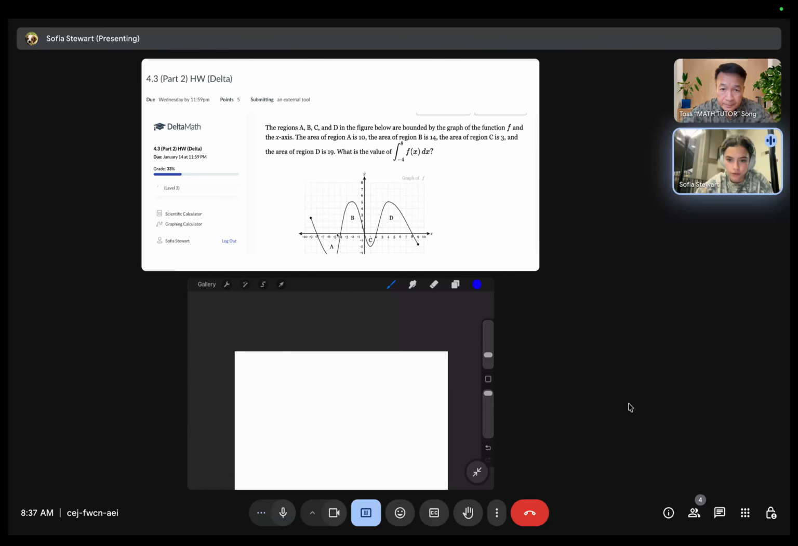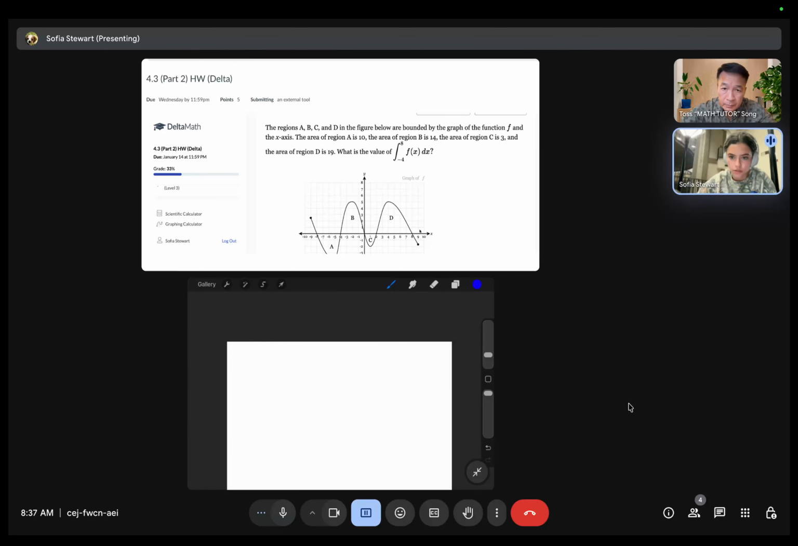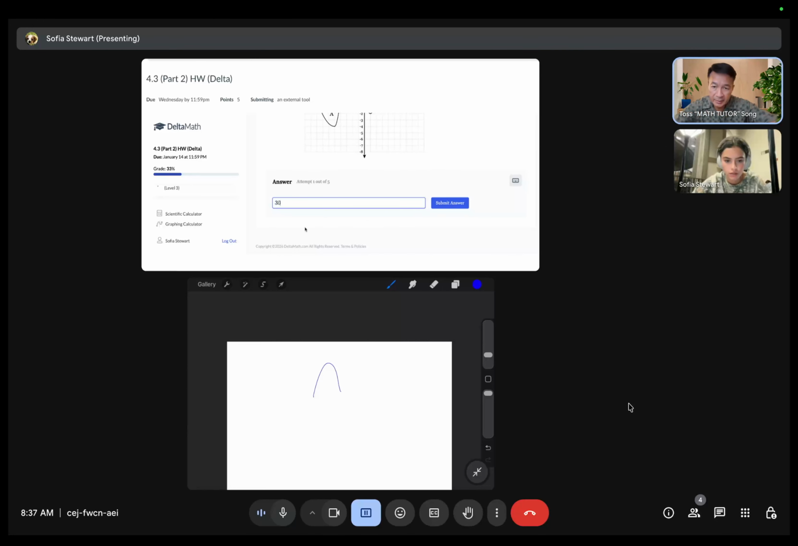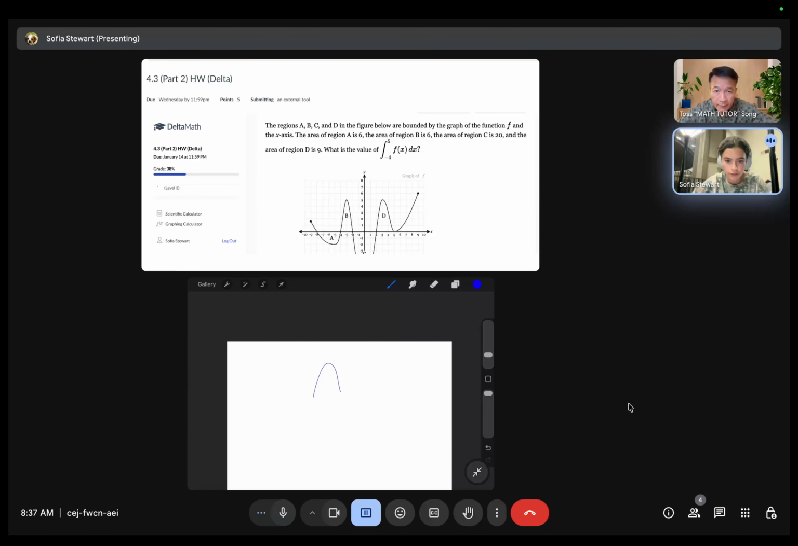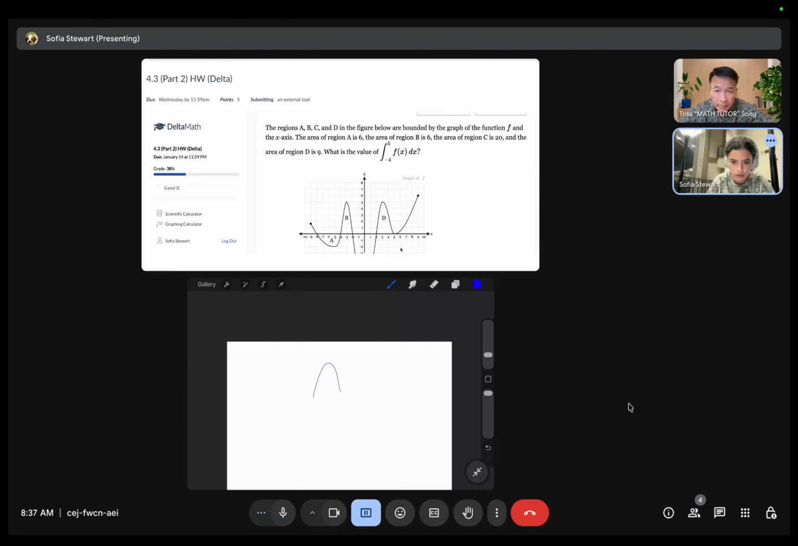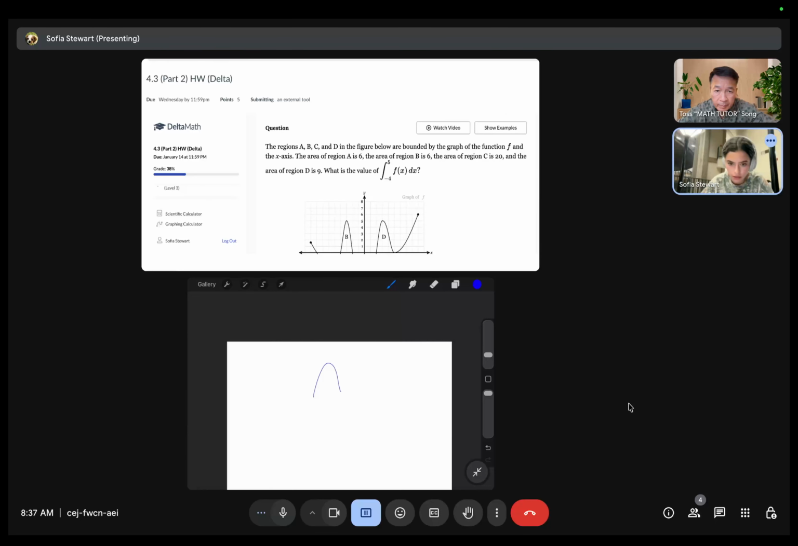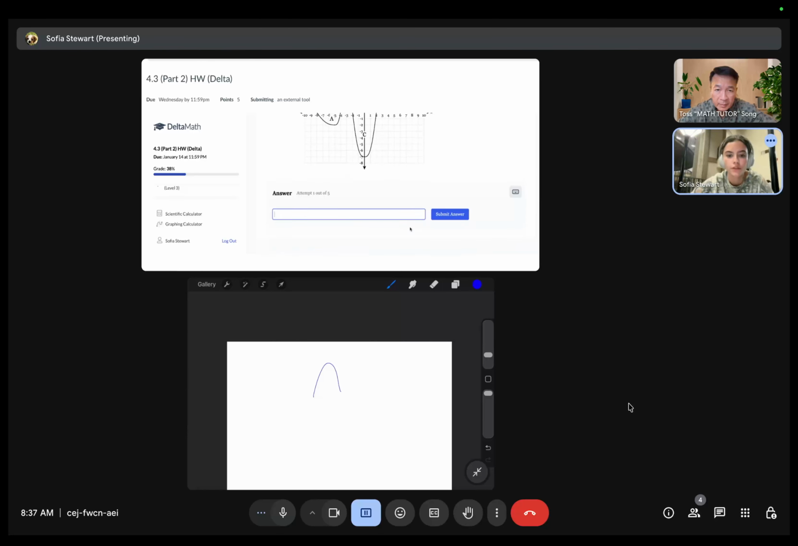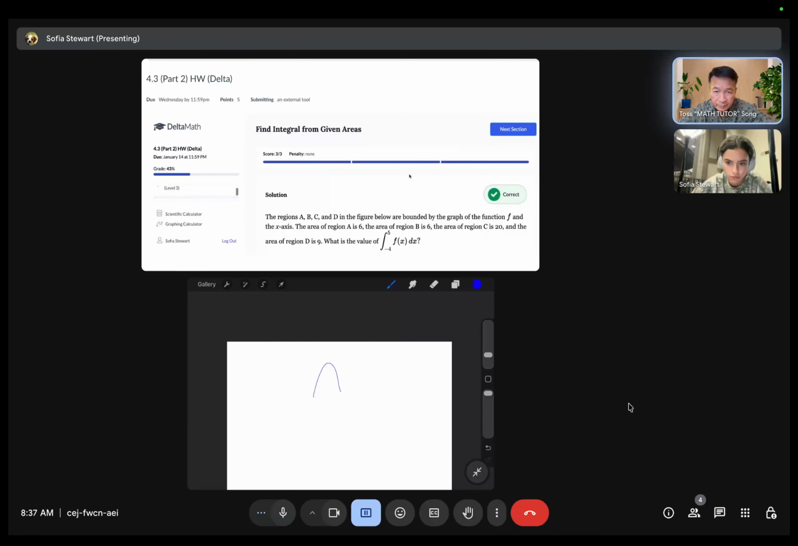Okay, negative 4 to 8, so it's just 14 minus 3 plus 19. 11 plus 19, what is that? So 30. Okay, let's put it in. Yeah. Negative 4 to 5, so it's 6 minus 20 plus 9. So negative 14 plus 9, negative 5. Okay, very good.